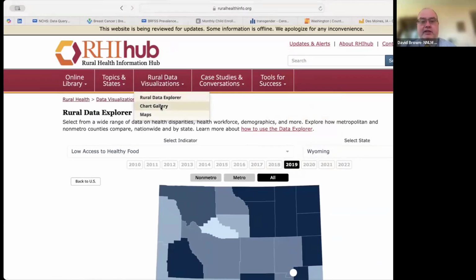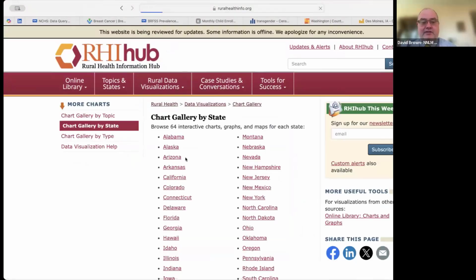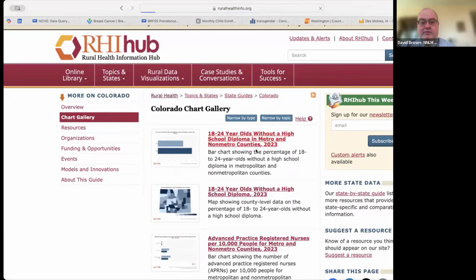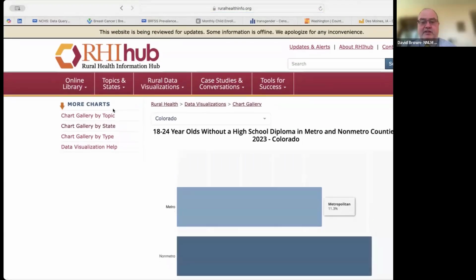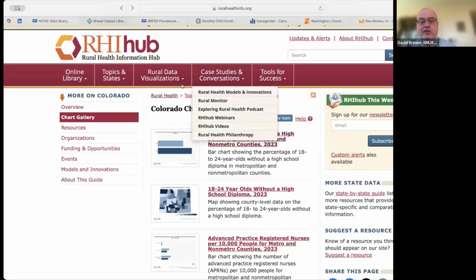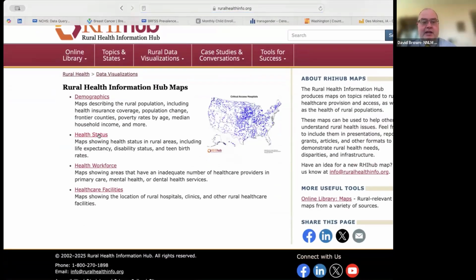I say they're just different ways to do it. You can also, like I say, use their chart galleries by topic or by state. So you can look at Colorado, for example. It makes a chart for you. It has the charts here. It shows you what's going on. It's just good resources that you can use and understand. And also they have maps that you can do by health status, the health workforce, and the healthcare facility.